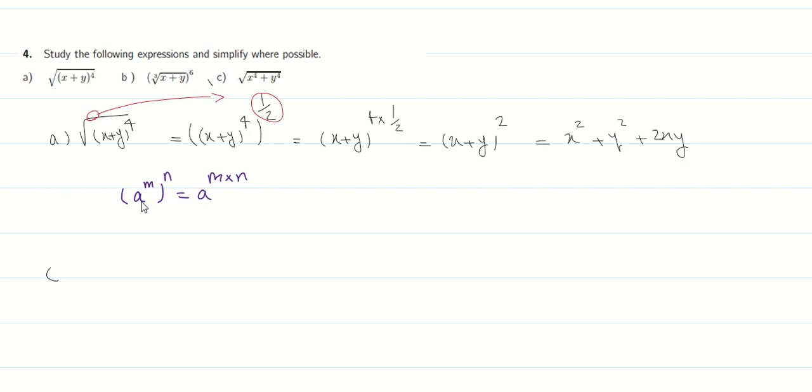Now let's head to C in here. We have the square root of x to the power of 4 plus y to the power of 4. As you guys know, based off the rules, we know that the square root of a plus b is not equal to the square root of a plus the square root of b. So we cannot simplify this expression more than this, and we should leave it as it is.